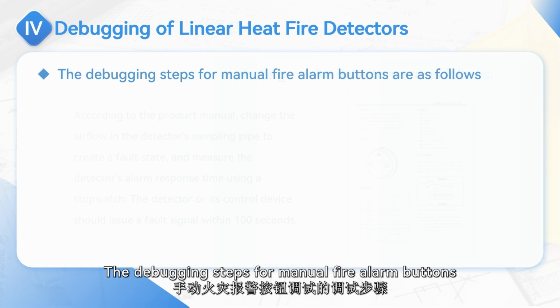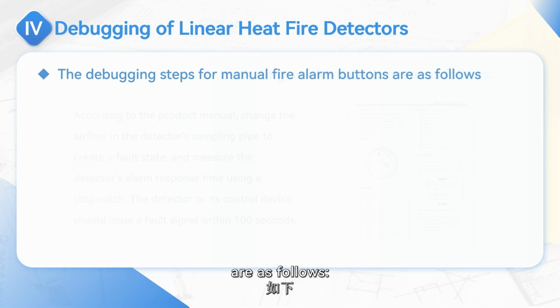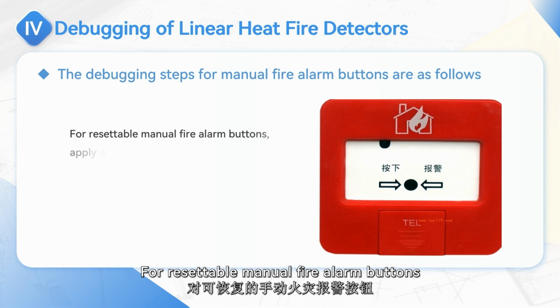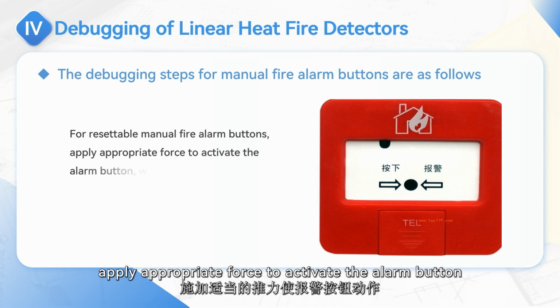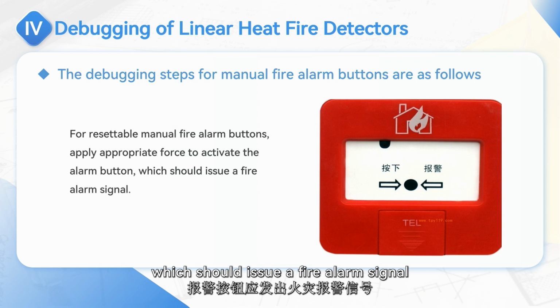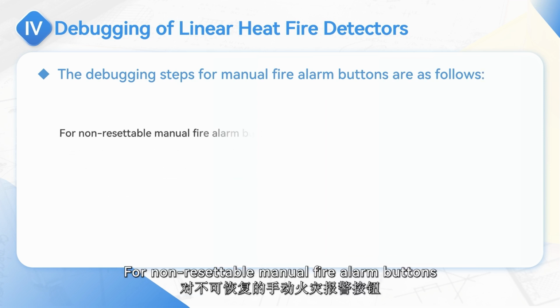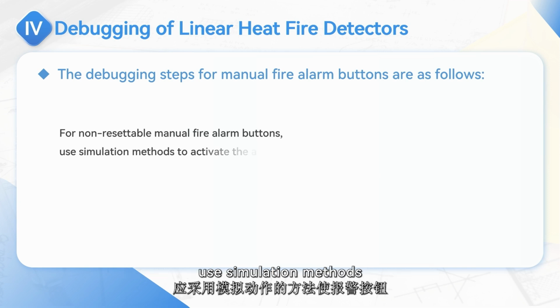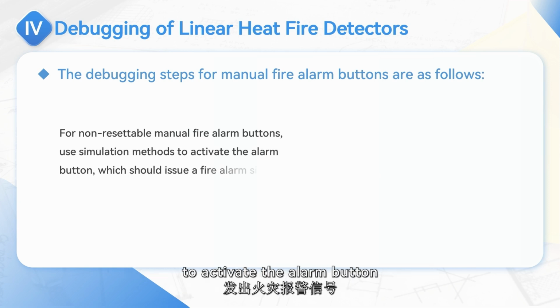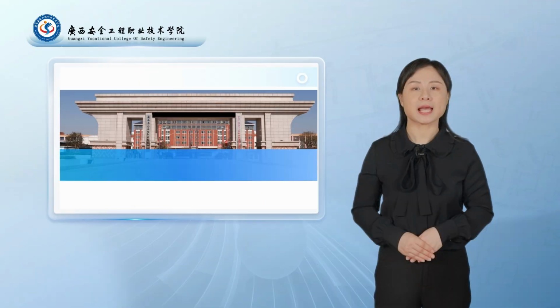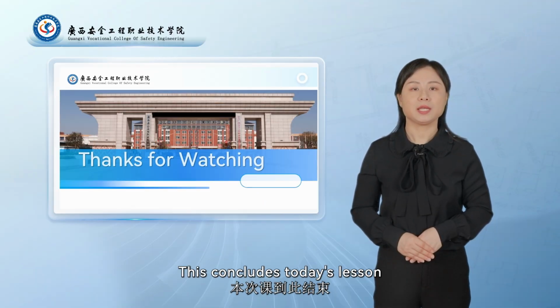The debugging steps for manual fire alarm buttons are as follows. For resettable manual fire alarm buttons, apply appropriate force to activate the alarm button, which should issue a fire alarm signal. For non-resettable manual fire alarm buttons, use simulation methods to activate the alarm button, which should issue a fire alarm signal. This concludes today's lesson.